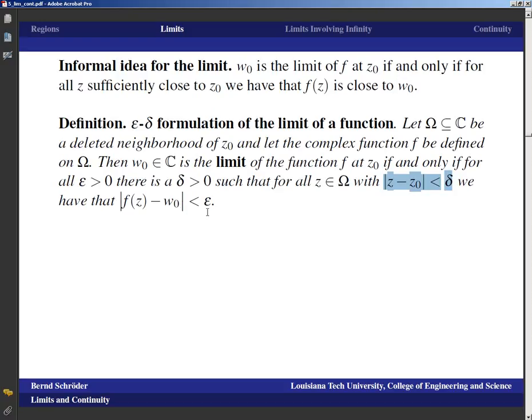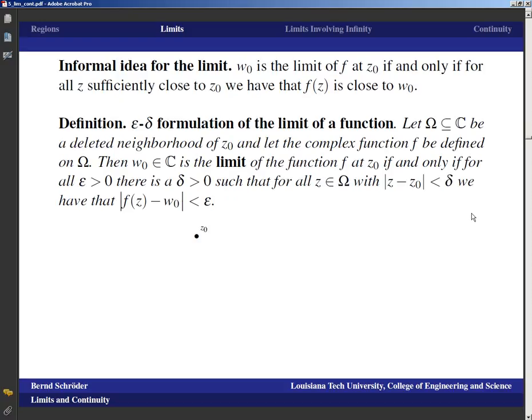The epsilon comes first, and it defines closeness in the image. And then you have to find a delta, and that delta must be sufficiently small so that the inputs that come from |z minus z0| smaller than delta will get close enough to the w0 in the output. So that's how the delta, with |z minus z0| smaller than delta, encodes this rather non-specific "sufficiently close to z0."